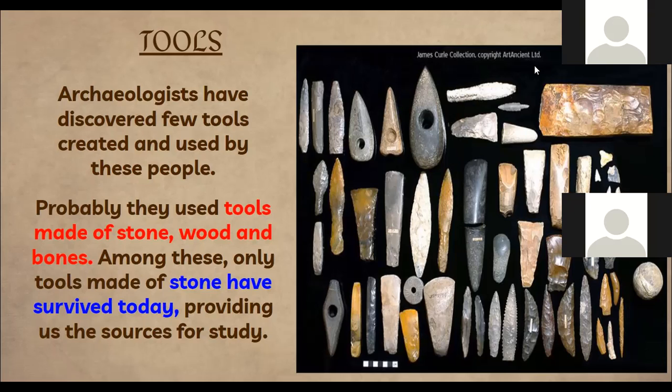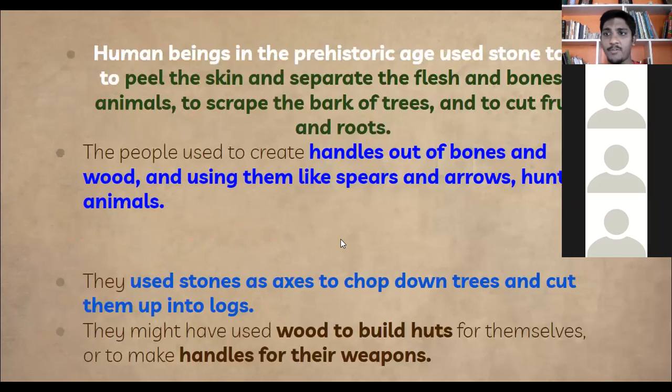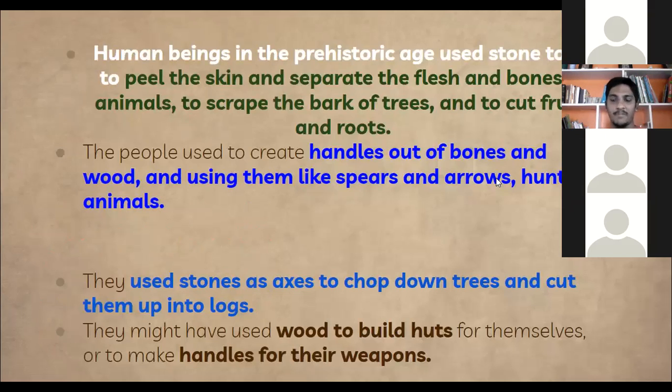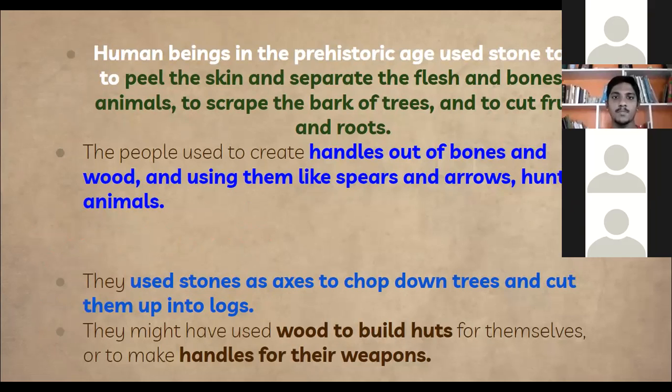Okay, let's go to the next one. Can any one of you read for me? Okay, Alfia, read. Humans in the prehistoric age used stone tools to peel the skin and separate the flesh and bones of animals, to scrape the bark of trees, and to cut fruits and roots.